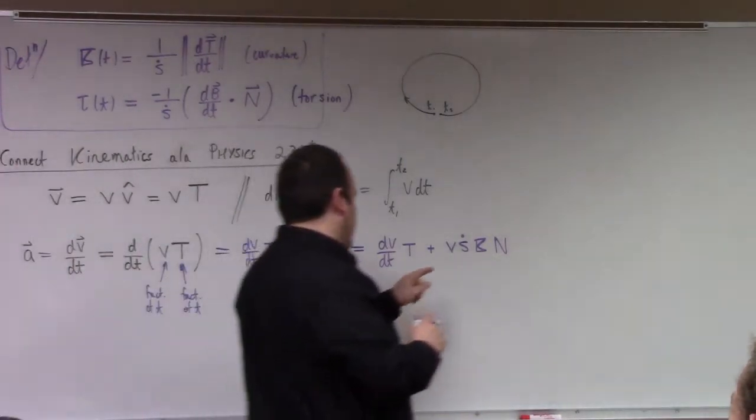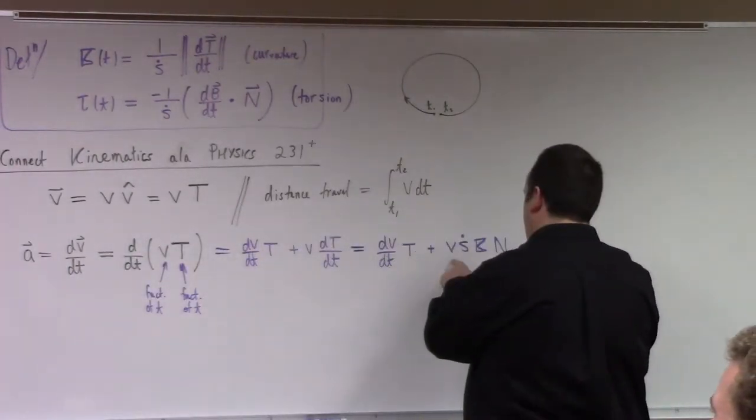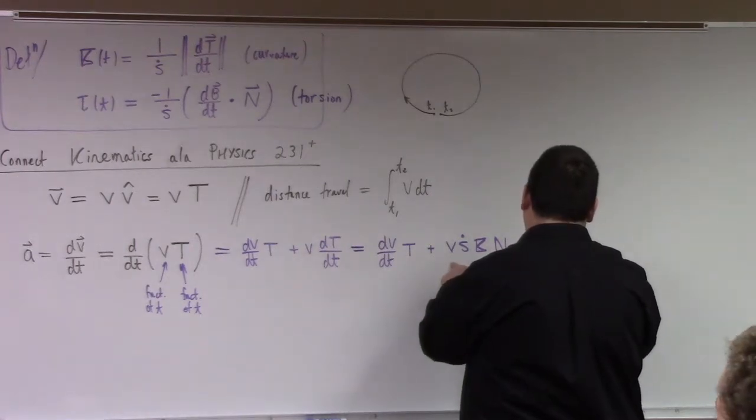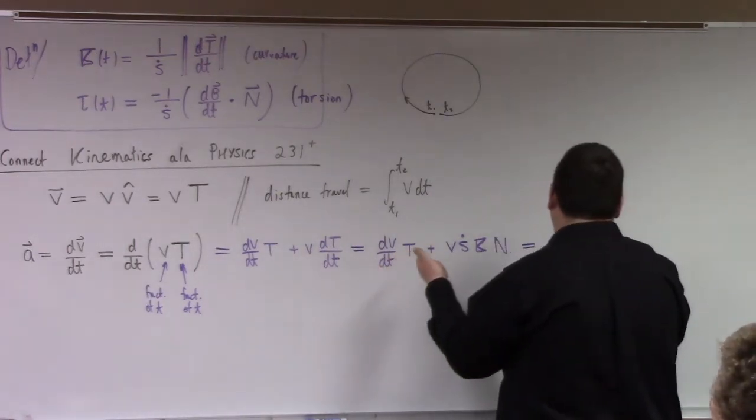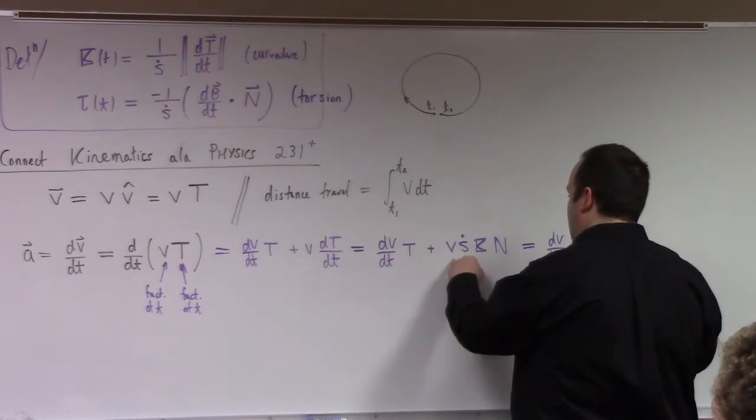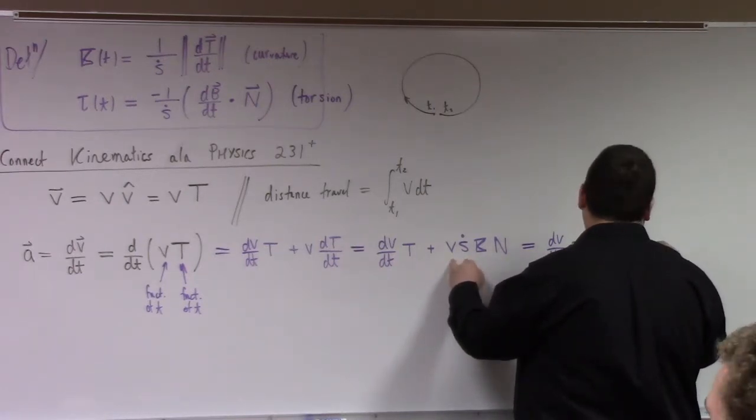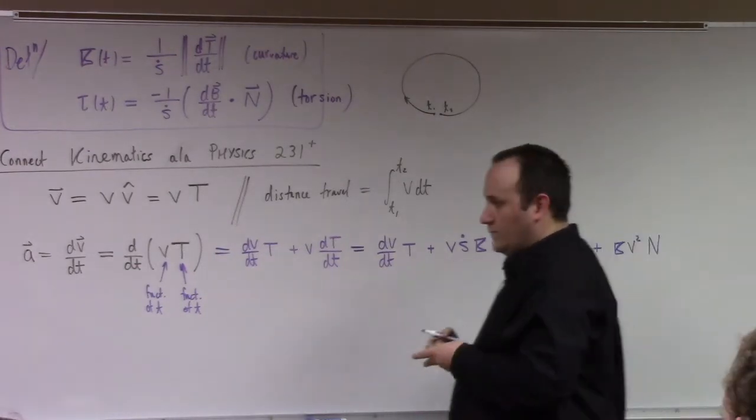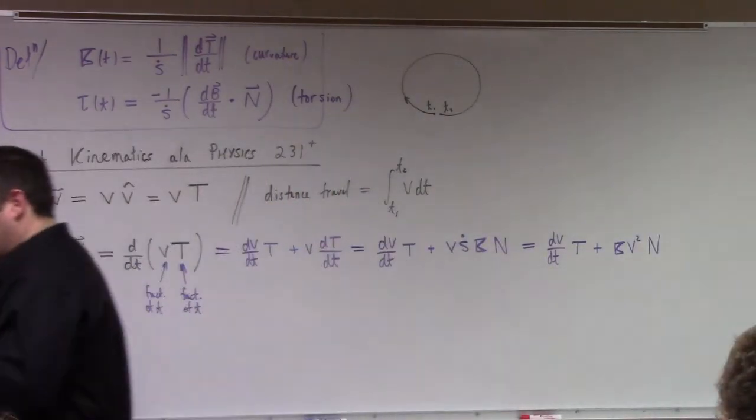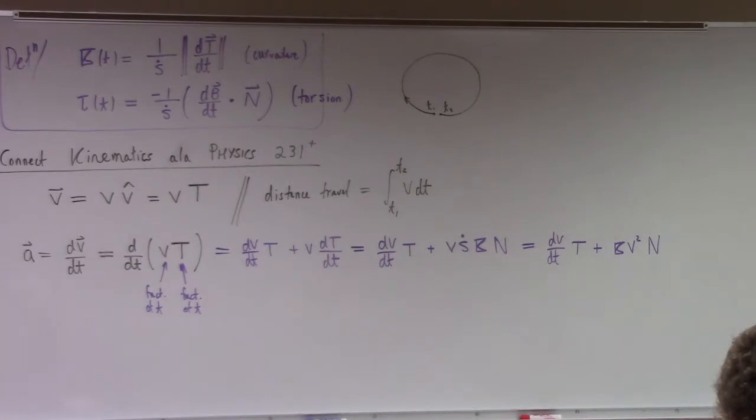Of course, now I've used two different notations for the same thing. What is this actually? So we got dv/dt times T, and we could rewrite this as just kappa v squared times N. You guys with me?